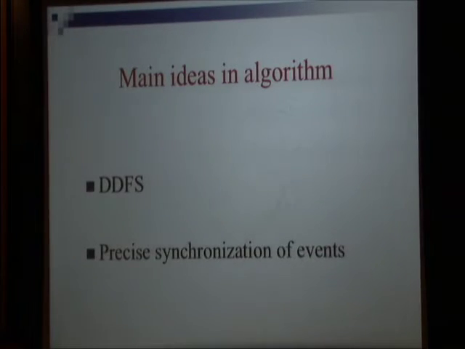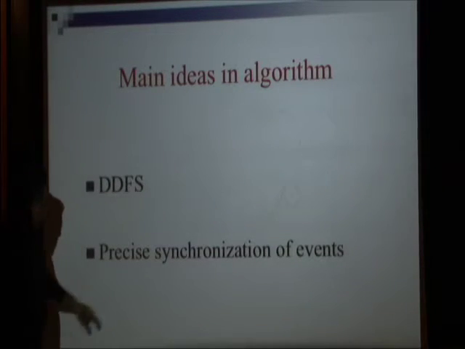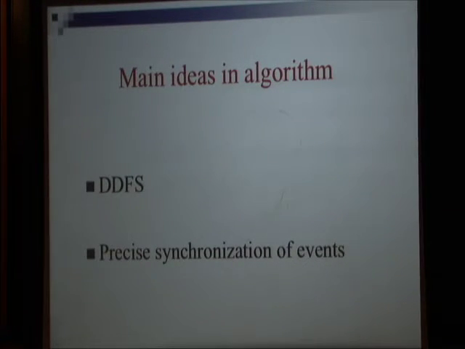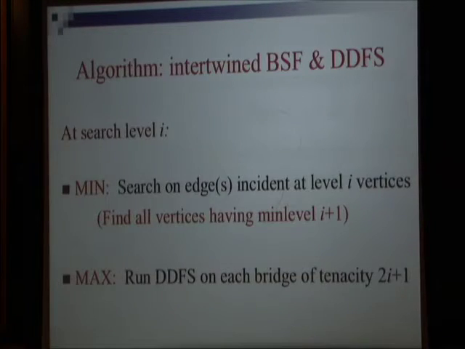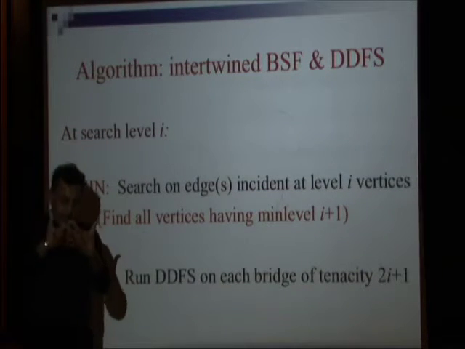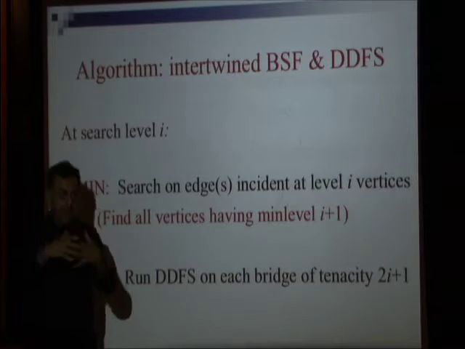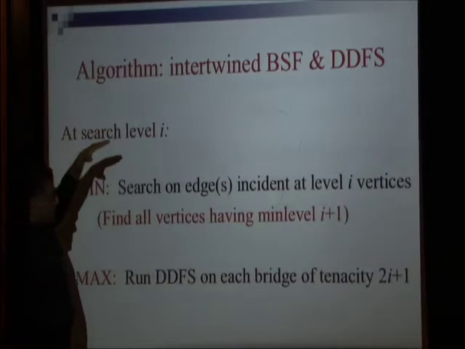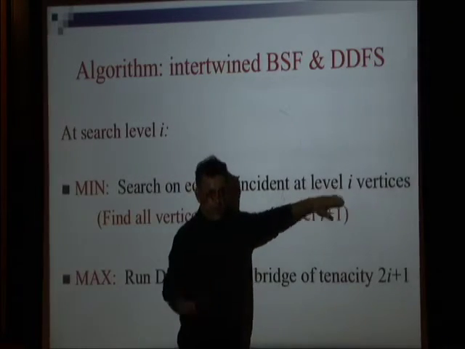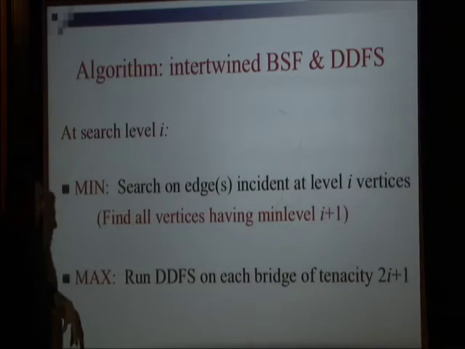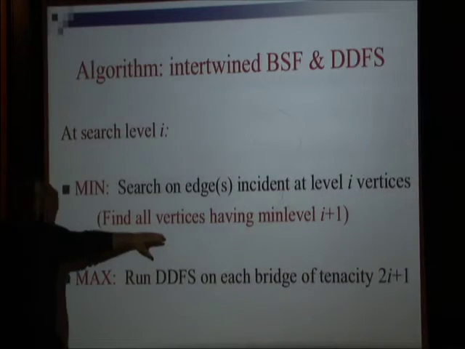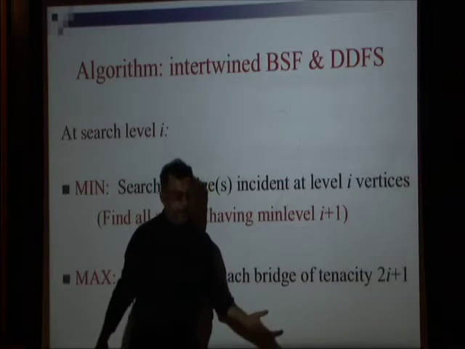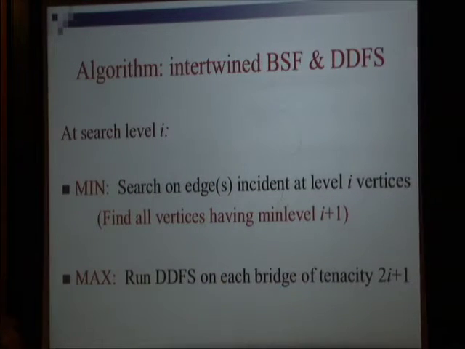So there are 2 main ideas in the algorithm. One is double depth first search. We've covered that. One is very precise synchronization of events, and we're going to see that in a moment. And here's the precise synchronization of events. The algorithm itself, you best think of it as alternating a breadth first search step and a bunch of double depth first searches. So at search level I, you search from all vertices having level I, whether it's even or odd, along edges of the right parity, to find min levels of vertices that should get their min levels. This is just like the bipartite case.